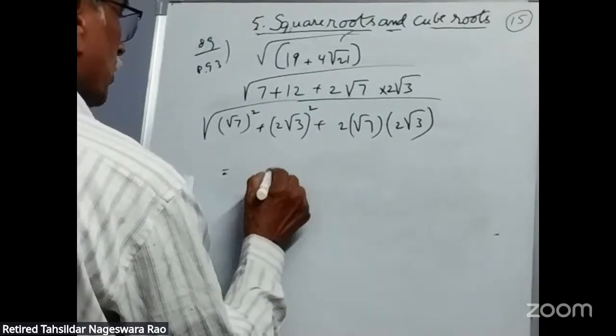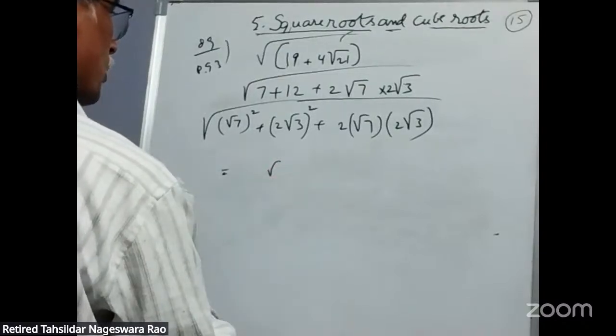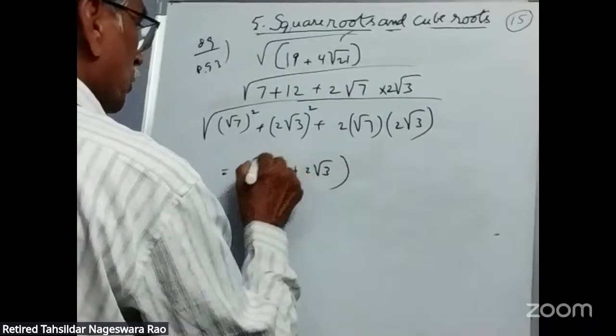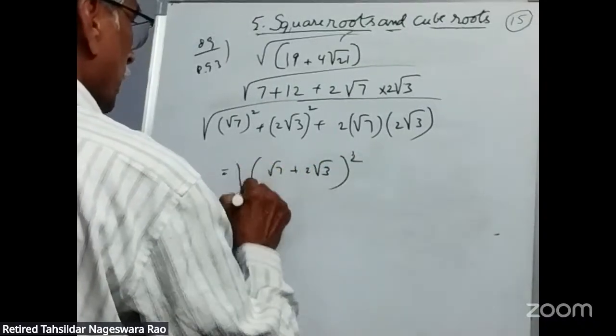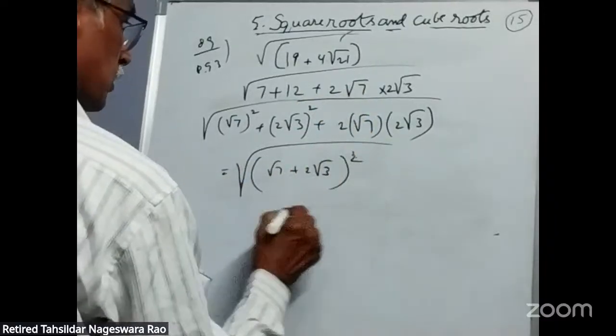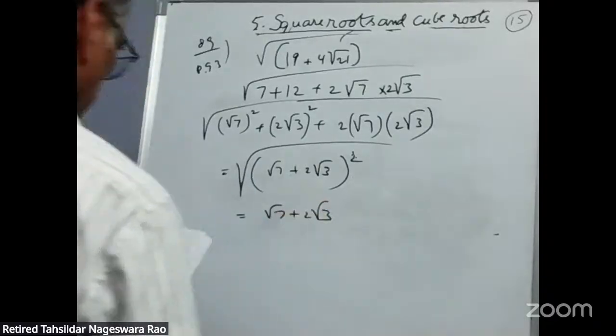That will be (√7 plus 2√3) whole square. And again a square root is there, so the square root and the square cancel. The answer will be √7 plus √3. That is the answer.